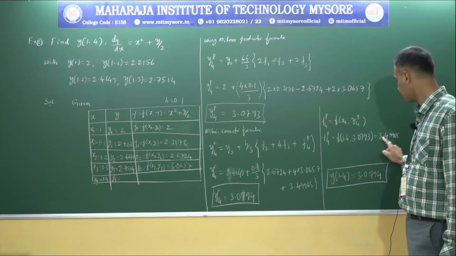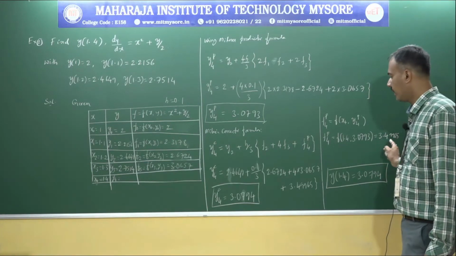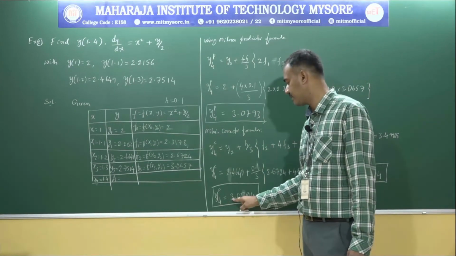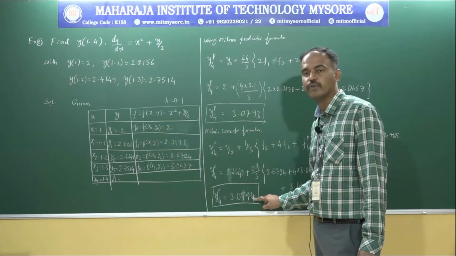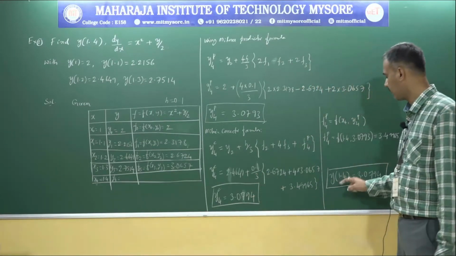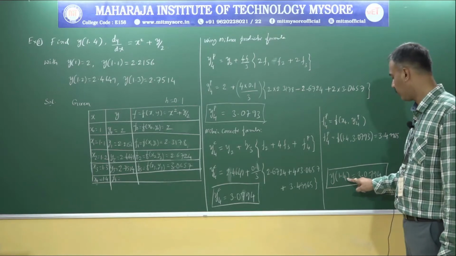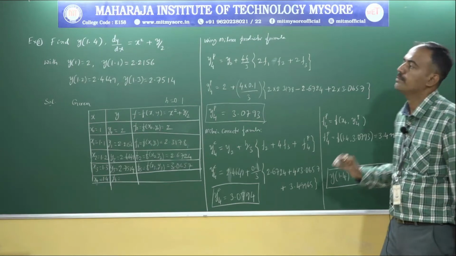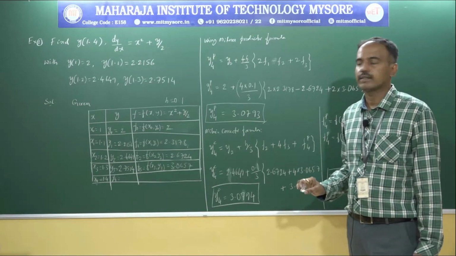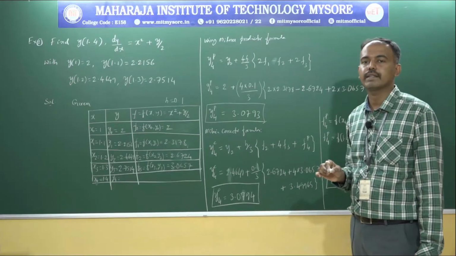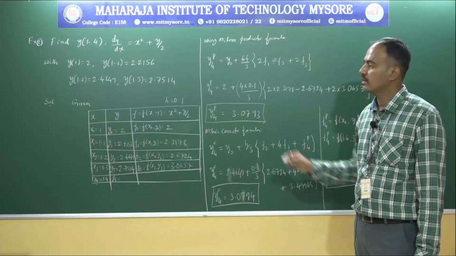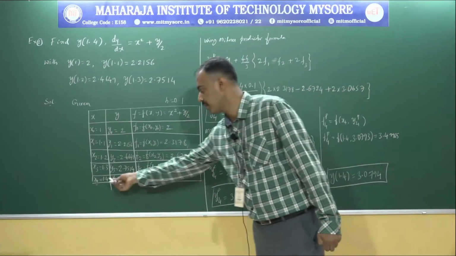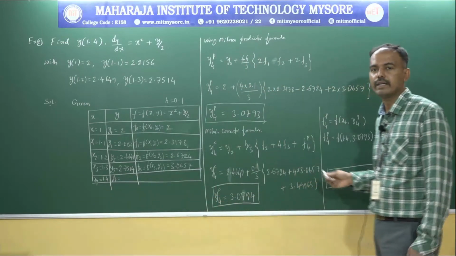It is 3.49965. Now substitute here. After the simplification we get y4c is equal to 3.0794. So y of 1.4 is nothing but 3.0794. One important observation is that with the help of Milne's method, we can estimate the corresponding y4 value at the particular x4, 1.4. That will be the important observation here.